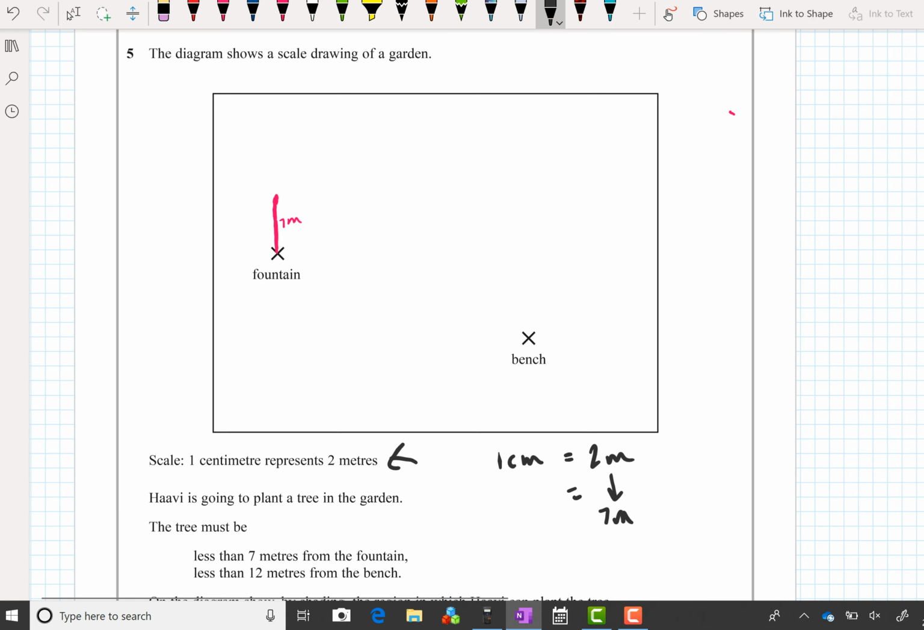3.5. Times it by 3.5, and times the other side by 3.5. Remember, when you're multiplying 1 by anything, it's just itself. We need a 3.5 centimetre line to represent 7 meters. So let's pretend this is 3.5 centimeters. Actually, I think that could be around 3.5 centimeters. Now, of course, stretch your compass 3.5 centimeters and then spin it round.